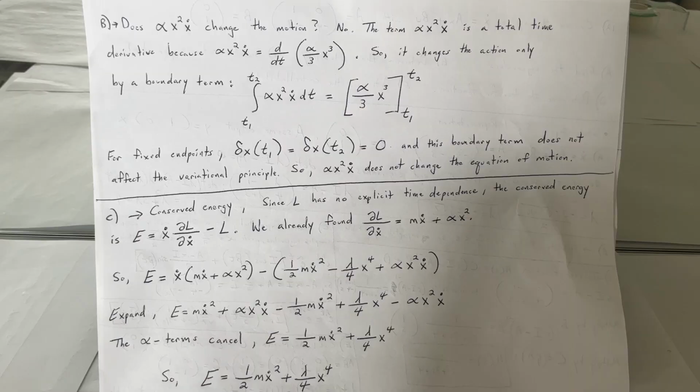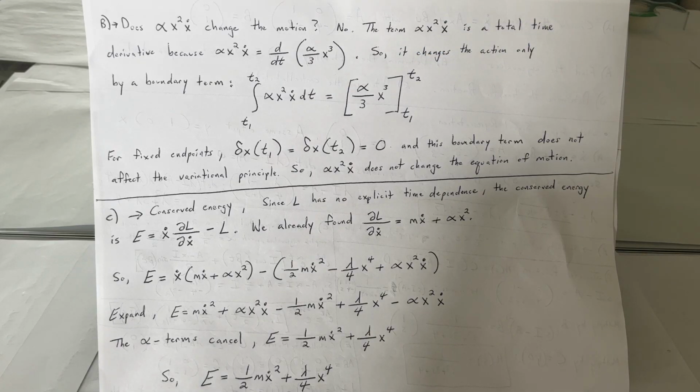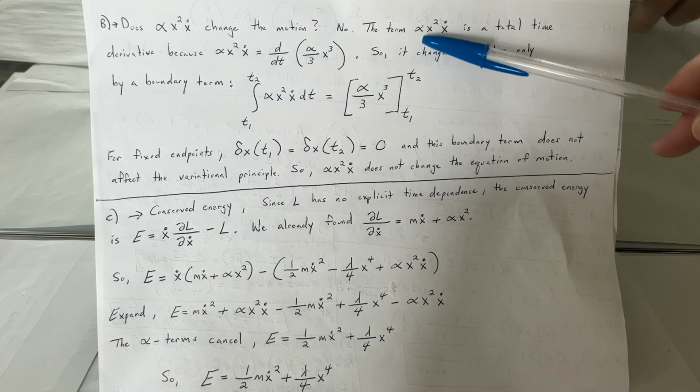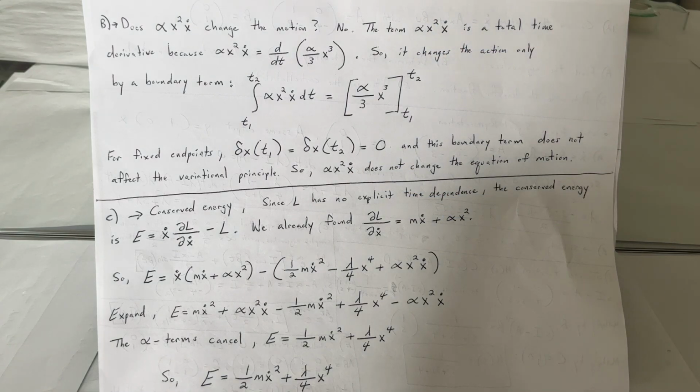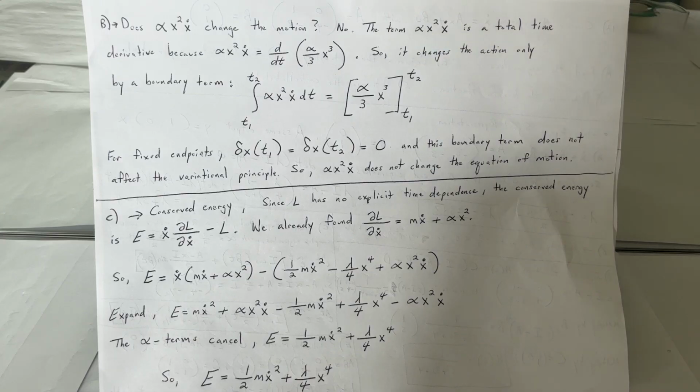Does alpha x squared x dot change the motion? We can say no. The term alpha x squared x dot is a total time derivative, because alpha x squared x dot equals d/dt of alpha over 3 x cubed. So it changes the action only by a boundary term.